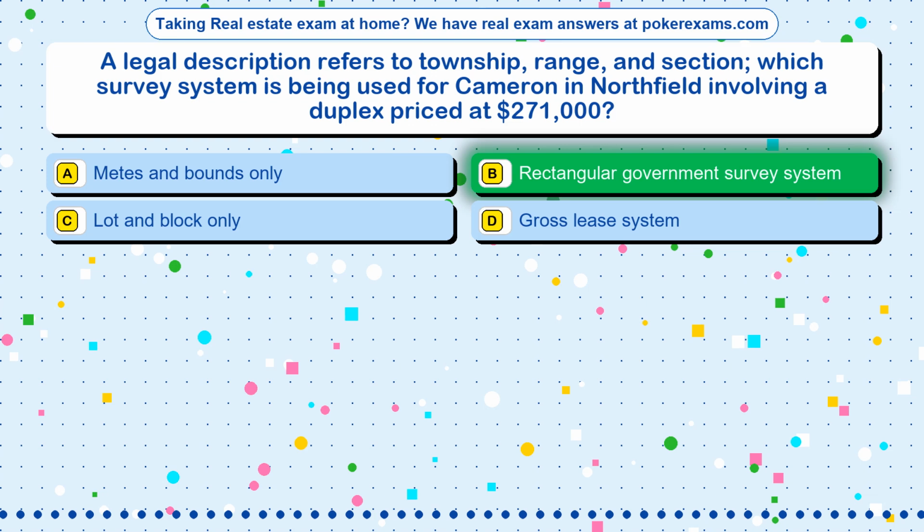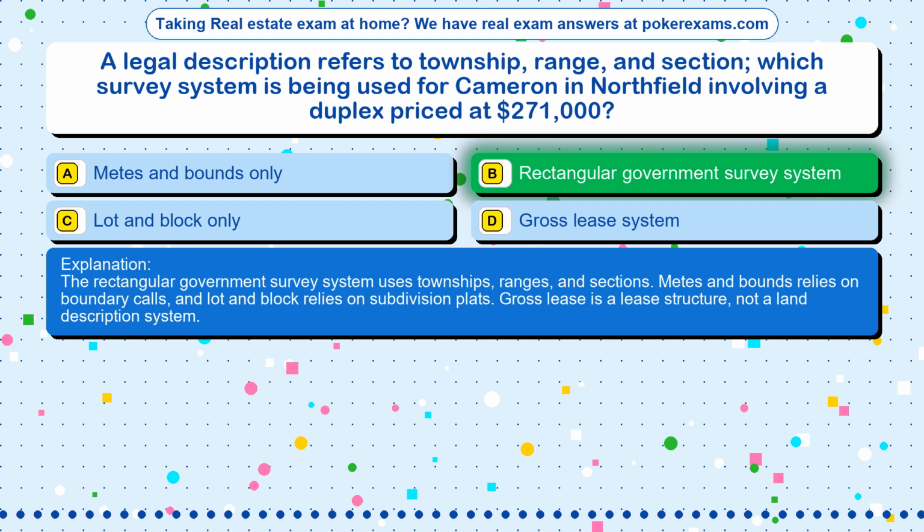The correct answer is option B, rectangular government survey system. The rectangular government survey system uses townships, ranges, and sections. Metes and bounds relies on boundary calls, and lot and block relies on subdivision plats. Gross lease is a lease structure, not a land description system.